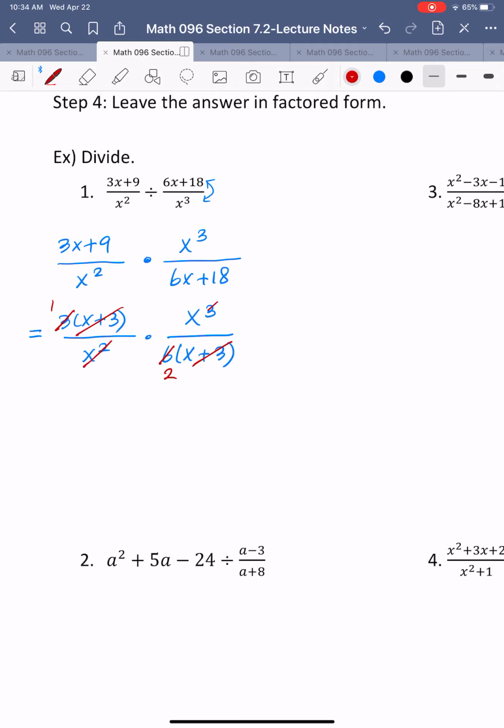The x squared cancel. Then everything cancels except I still see the answer.